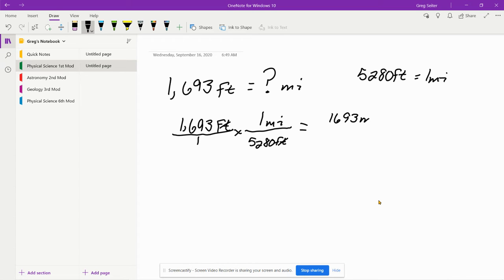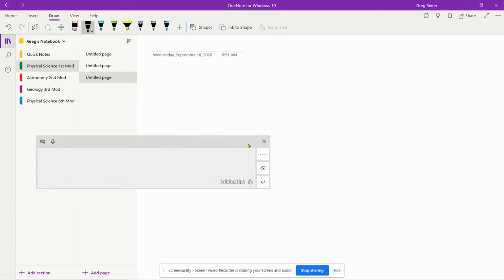After you cancel your units, multiply straight across. 1,693 miles over 5,280. And we use our handy little calculator there. You're going to divide 1693 by 5280. And again, it tells us to round this to 1 decimal point. So our answer is going to be 0.3 miles. All right. And let's go on to the next problem.